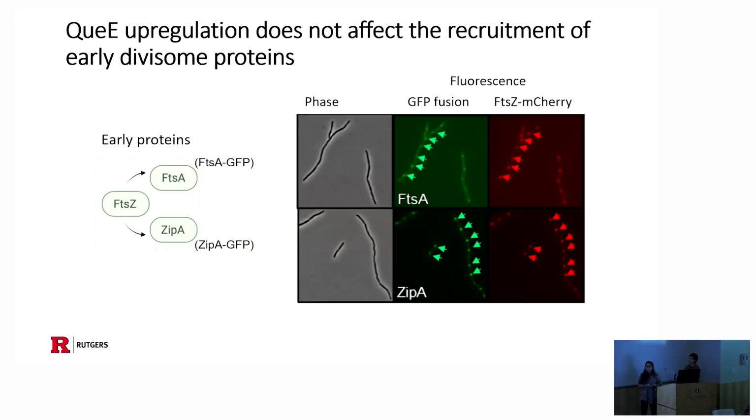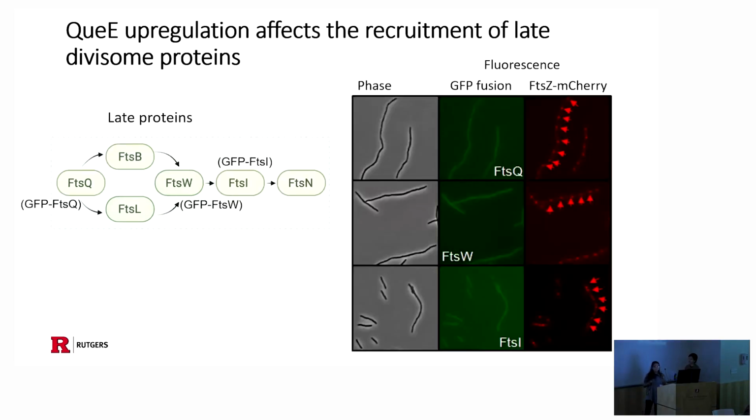When looking at these early proteins, when there is QueE upregulation occurring, what we note is that the proteins are recruited fine to the site of cell division, as FtsA and ZipA are both found at the septum, as they should be, co-localizing with FtsZ. However, when we look at the late division proteins such as FtsQ, FtsW, and FtsI, we note that all three of these proteins do not co-localize at the septum, which means that something is occurring prior to these steps. So now we have a clue as to where the problem might be occurring.